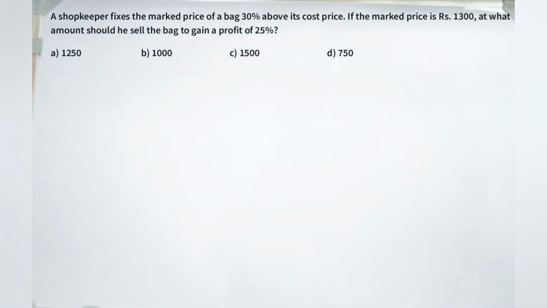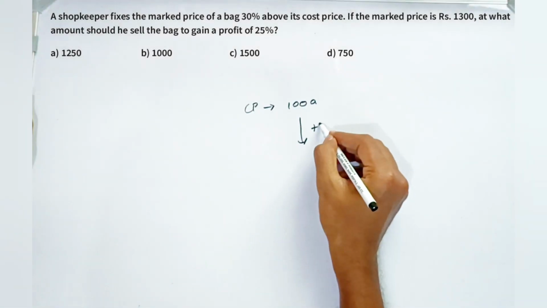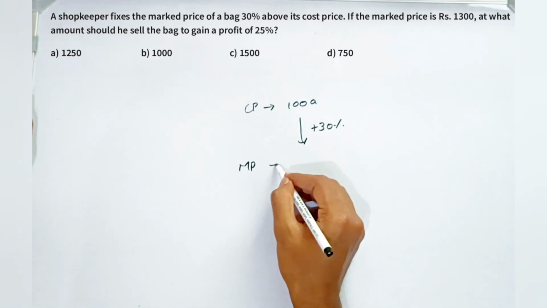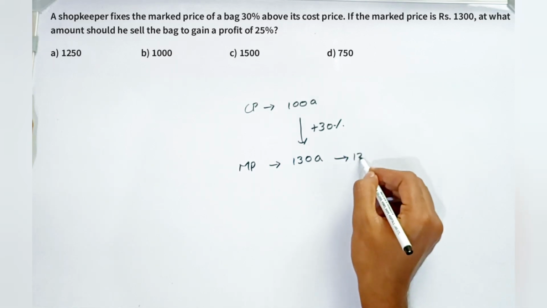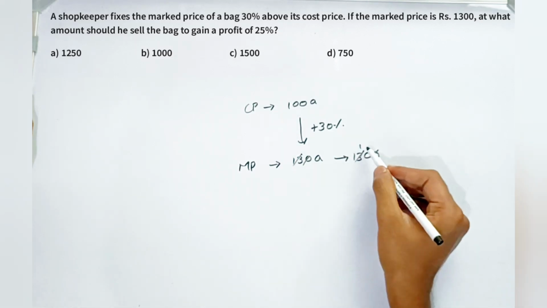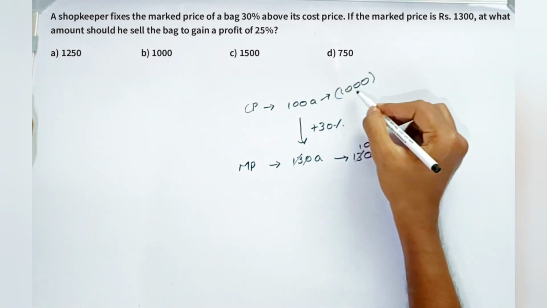Okay, going to the next question. A shopkeeper fixes the market price of a bag 30% above its cost price. I take the cost price as 100A. He has increased it by 30%, and the market price is 130A. And this market price is nothing but 1300. So after cancellation, we get 1A is equal to 10. So A is equal to 10 means the original cost price is 1000.